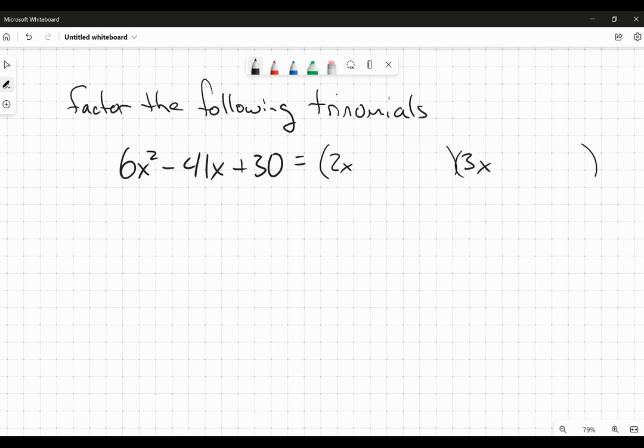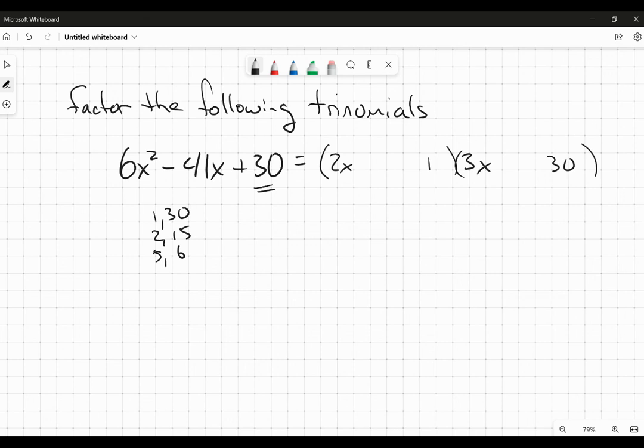So 2x and 3x. And then what I'm going to do is break up 30. Now there's a few different ways I can break up 30. I'm going to try to get through this as quickly as I can here. It could be 1 and 30, 2 and 15, and then 5 and 6. Okay. Now, let's try 1 and 30.